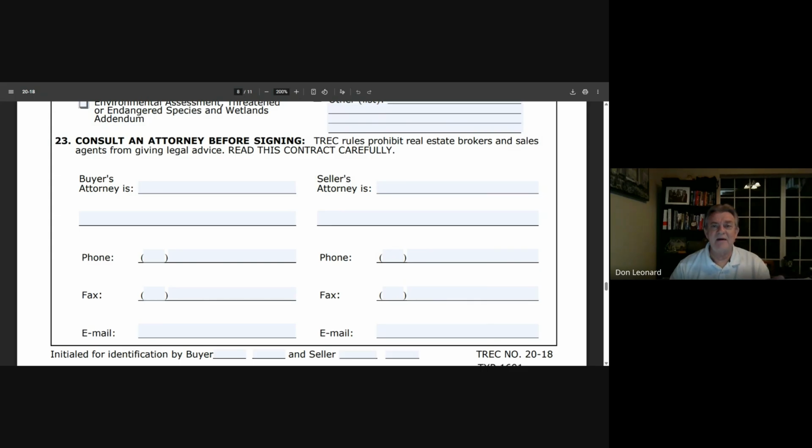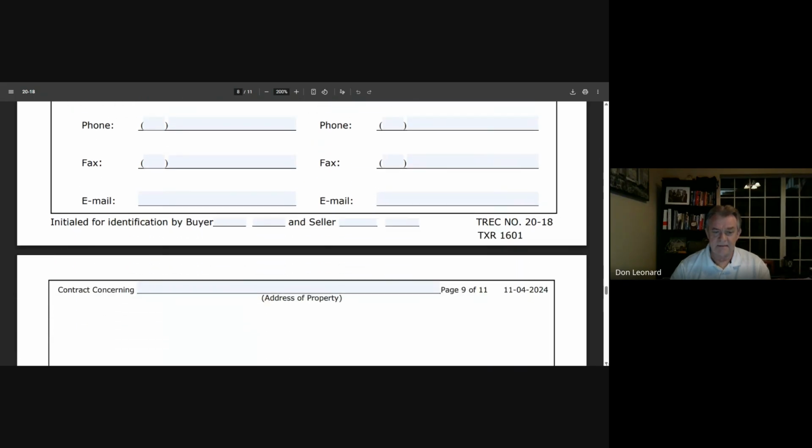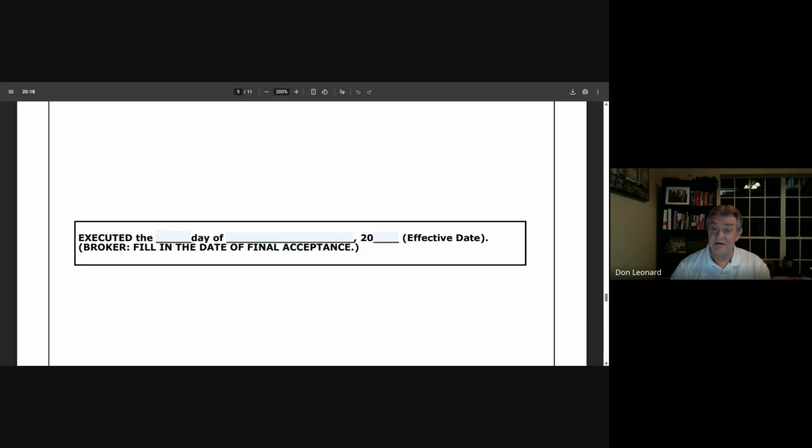And if they do have an attorney on record, then we're going to put that attorney's information and their contact information here in the body of the contract. And that's it. That's the end of the contract.